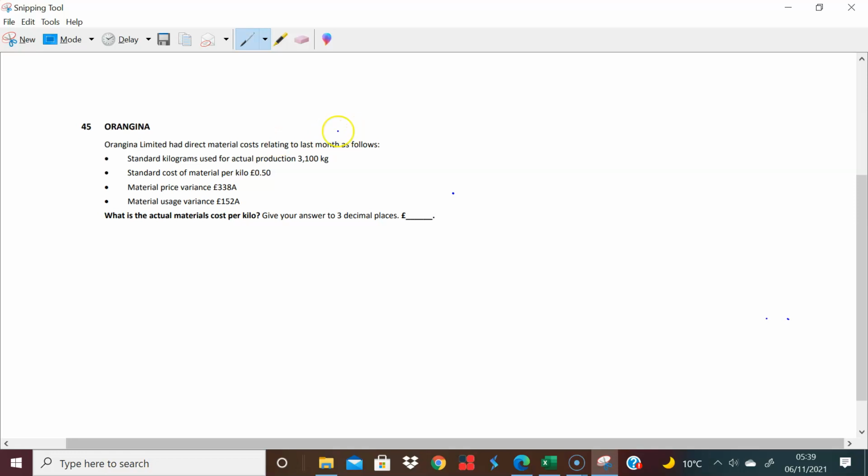So we're told that the standard kilogram is used for actual production. So I know that I don't really need to know what the actual production is. I just know that I'm not talking about budgeted production. Actual production could have been whatever, 200 units. It really doesn't matter. But it says the standard kilograms I'm supposed to use is 3,100 kilograms, and I'm supposed to spend 50p per kilogram. Right. So this is what I'm supposed to do.